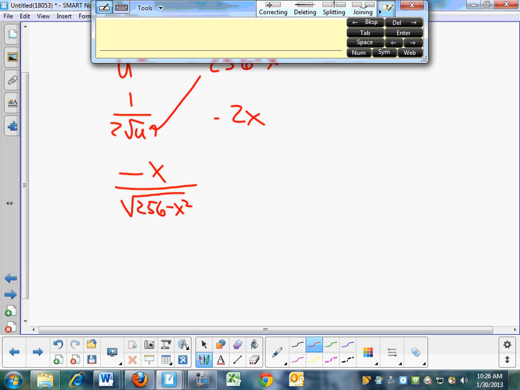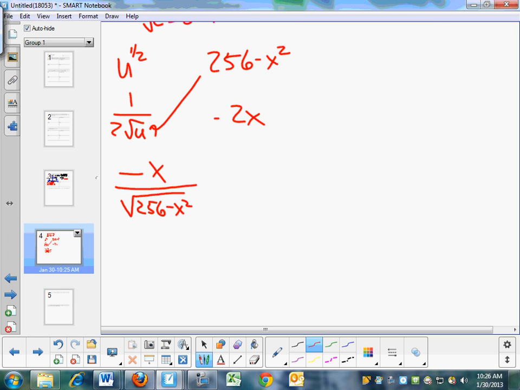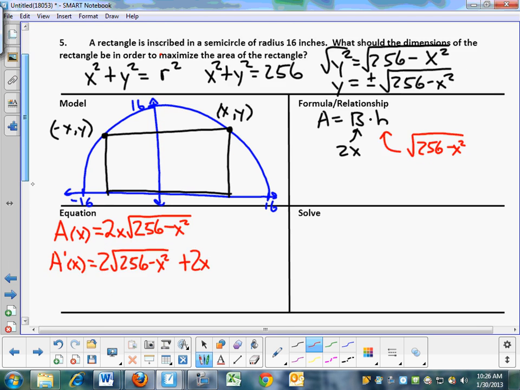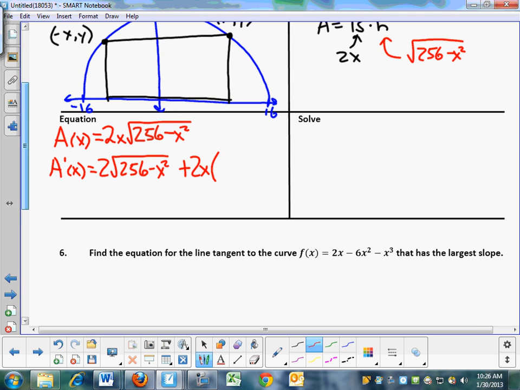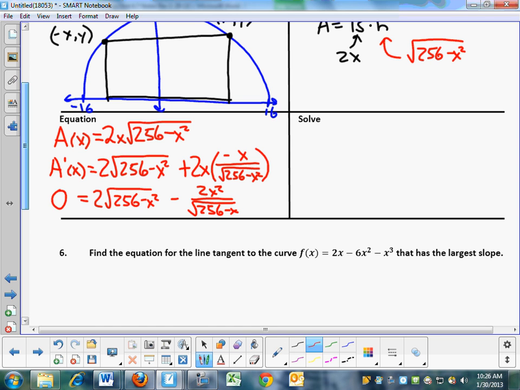Okay, now we're going to put that back with this. So we're going to multiply by negative x over square root of 256 minus x squared. And we're going to set that equal to 0. So we'll just write it out one more time, and then we'll solve it. 0 equals 2 square roots of 256 minus x squared minus 2x squared over square root of 256 minus x squared. How's that?